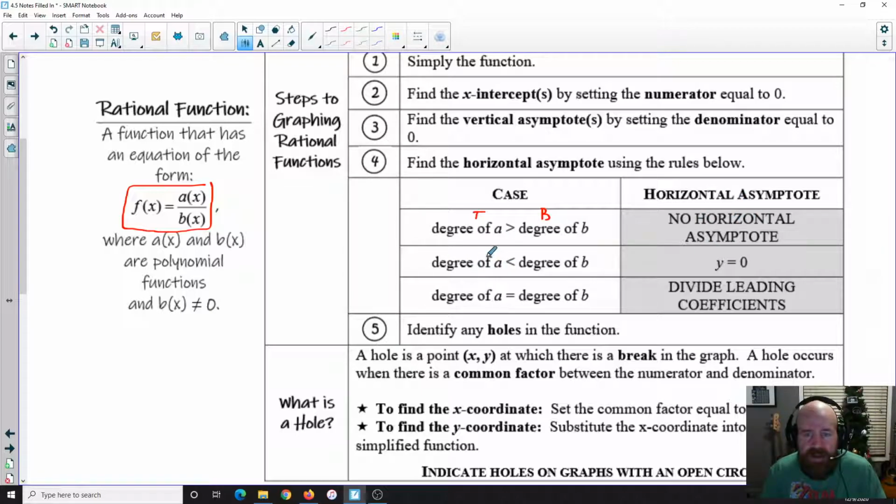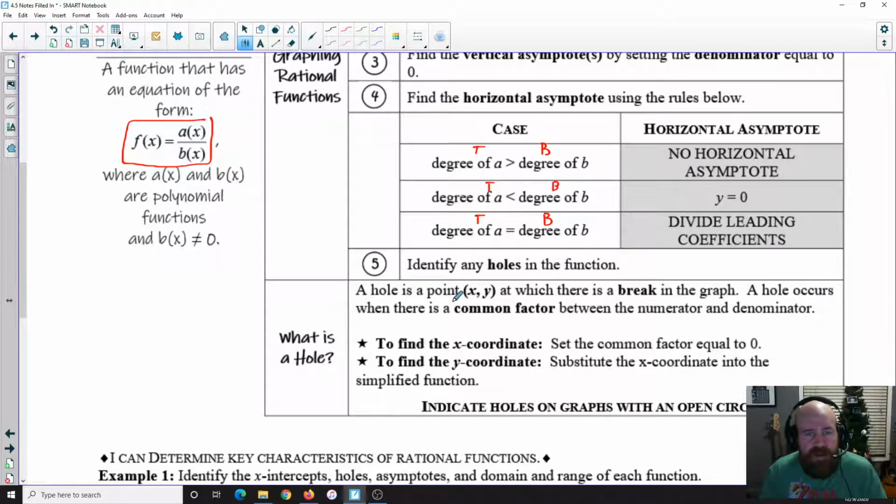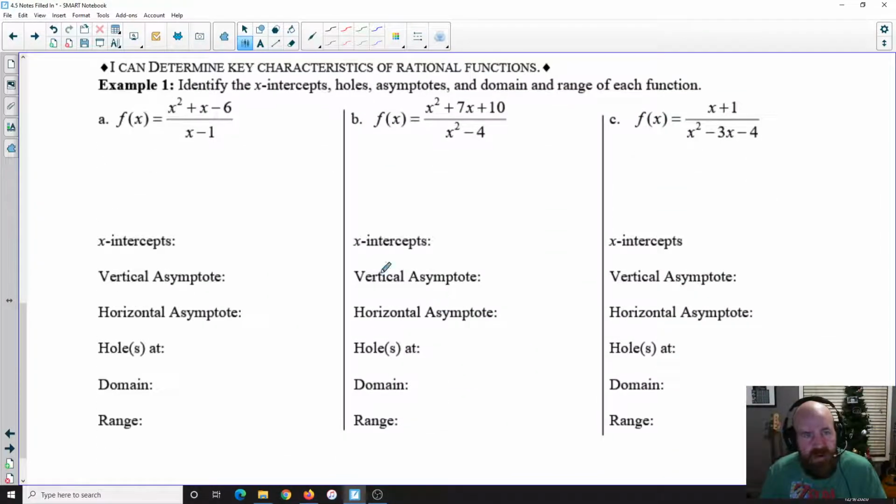If the degree of the top is less than the degree of the bottom, then y equals 0 would be the horizontal asymptote, so our x-axis. And if the degree of the top is equal to the degree of the bottom, we have to divide our leading coefficients to find the equation for our horizontal asymptote. So refer back to this list as we're going through some of these problems to help you out.